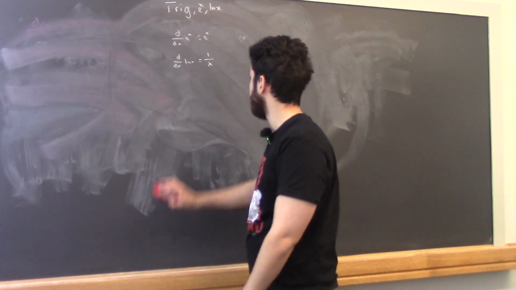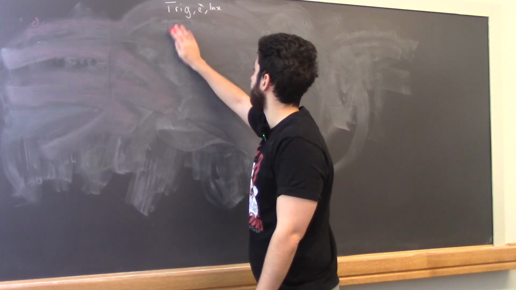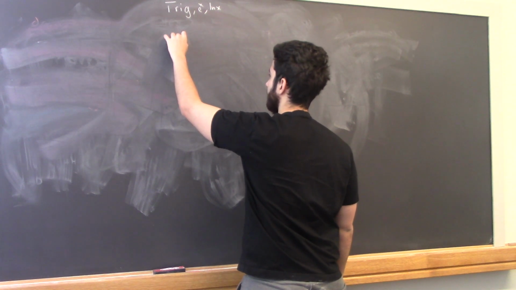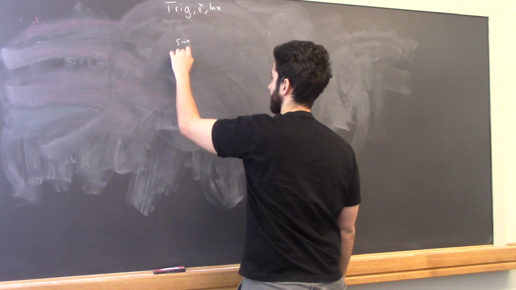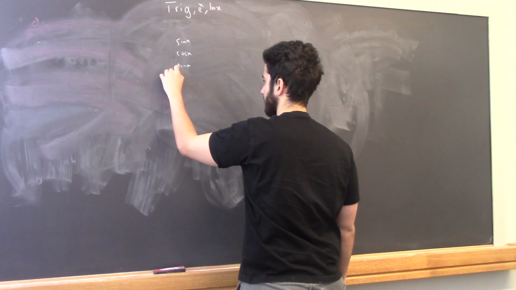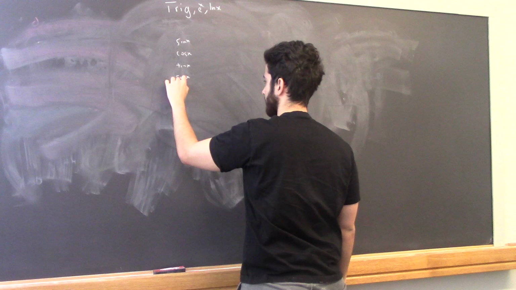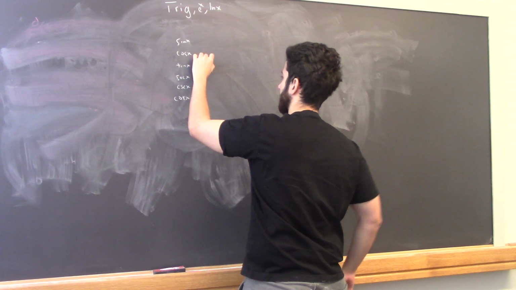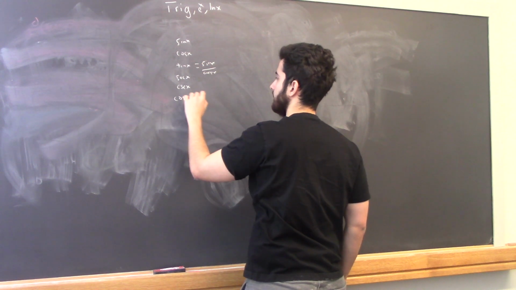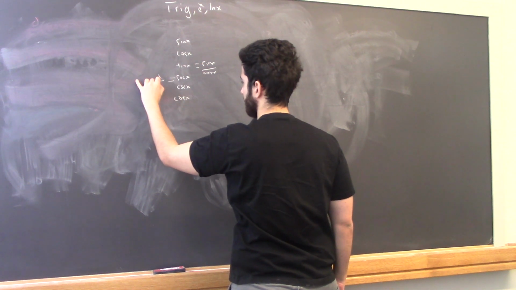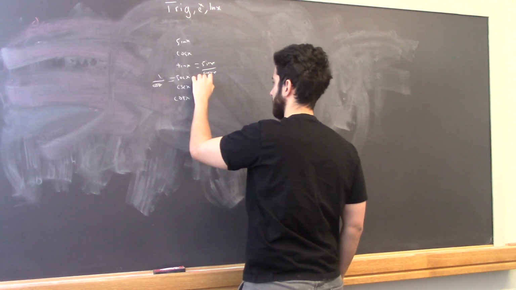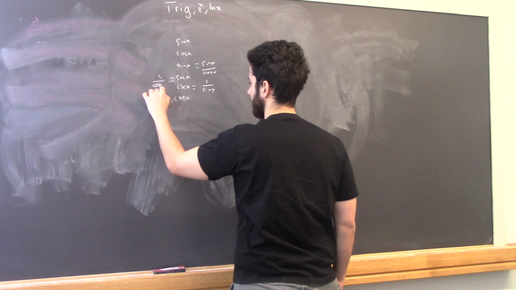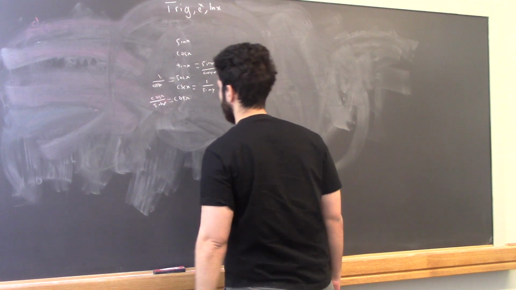However, the main thing about this video, as I said, is trig, right? So let's just have a quick review. We have sine x, cosine x, tangent of x, secant of x, cosecant of x, cotangent of x. Tangent is sine x over cosine x. Secant is 1 over cosine x. Cosecant is 1 over sine x. And cotangent is cosine x over sine x, right?